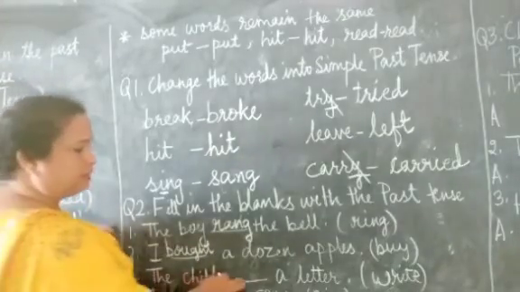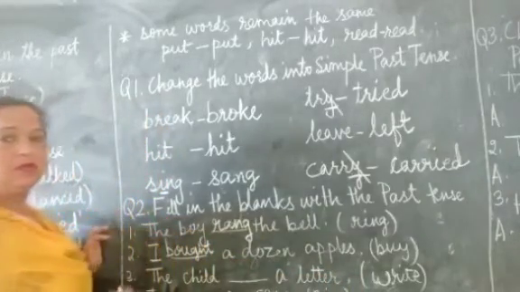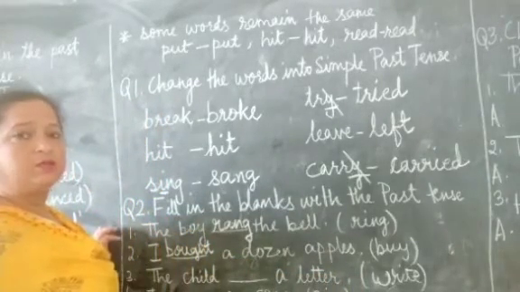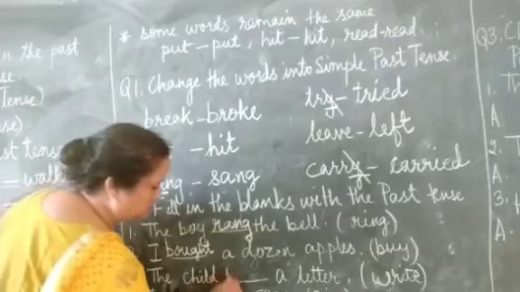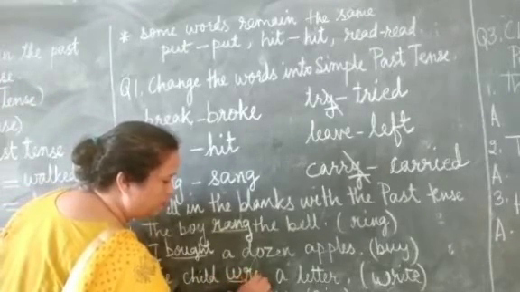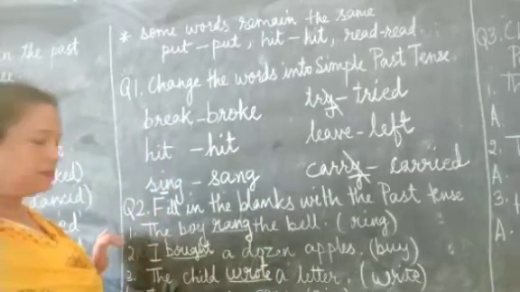The child dash a letter. So what's in the bracket? Write. Now I need to change write into the past tense form. And what is the past tense of write? The past tense of write is wrote. So what's my answer? The child wrote a letter.